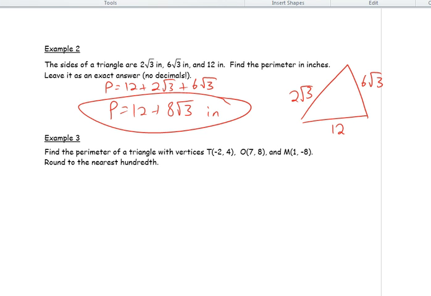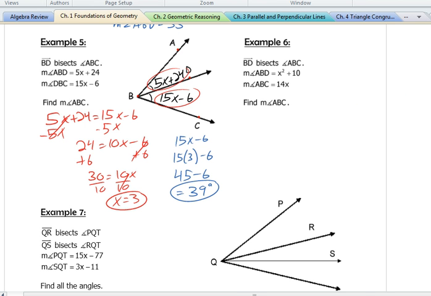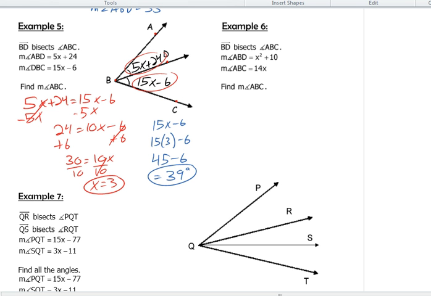Whoops. I'm on the wrong page now. Bear with me one second. There we go. Okay. Don't hit the wrong buttons.